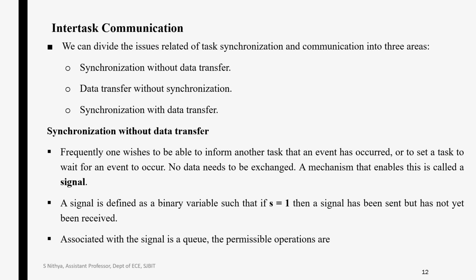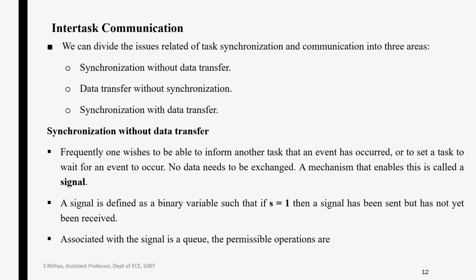Frequently one wishes to inform another task that an event has occurred, or to set a task to wait for an event to occur. No data needs to be exchanged. A mechanism that enables this is called a signal. A signal is defined as a binary value such that if S equals 1, the signal has been sent but has not yet been received.